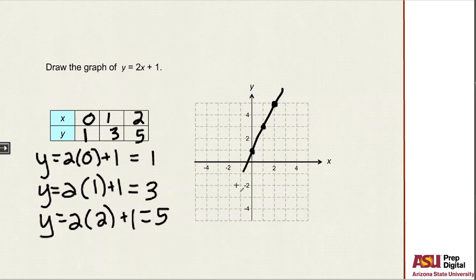I'm going to go ahead and draw my line. You want to draw arrows at the end to indicate that your line just keeps going on forever. You just plotted a small portion of it.